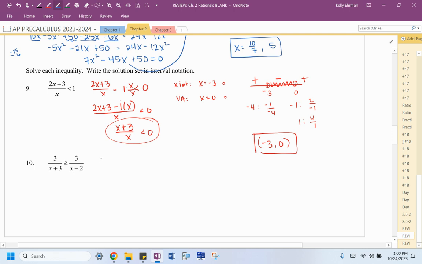Same way to begin with number 10. Get it equal to 0 by subtracting. I always move over to the left side. Set up a common denominator, which is x plus 3, x minus 2. 3 is going to get multiplied by x minus 2. Minus 3 is going to get multiplied by x plus 3. That becomes 3x minus 6 minus 3x minus 9.